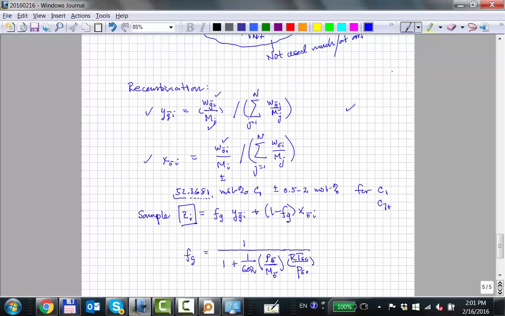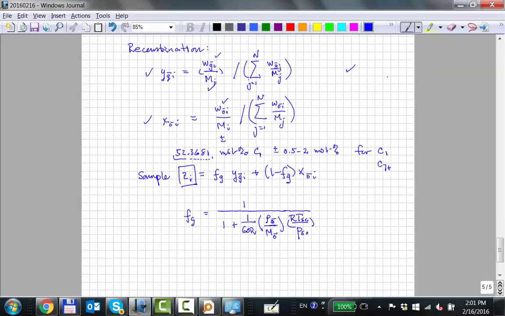So, compositional analysis. You take the sample, you flash it, measure the amounts of the two, do GC on each one, convert to mole fractions, figure out how many moles of gas and oil you had, recombine them, and you've got the composition. Okay?